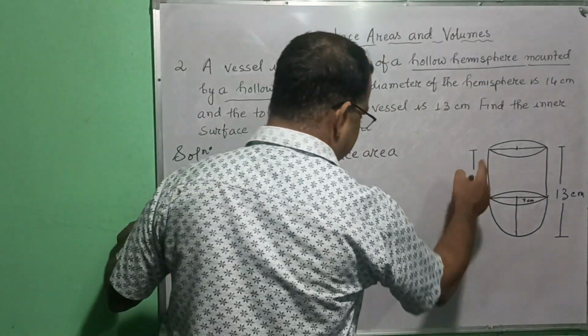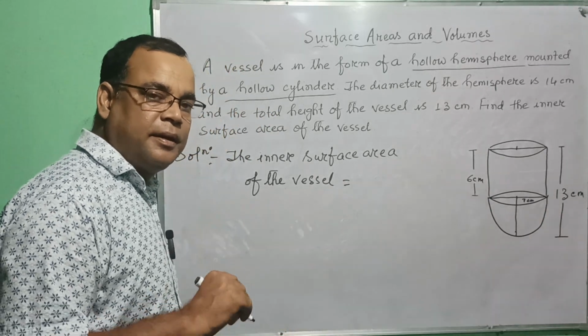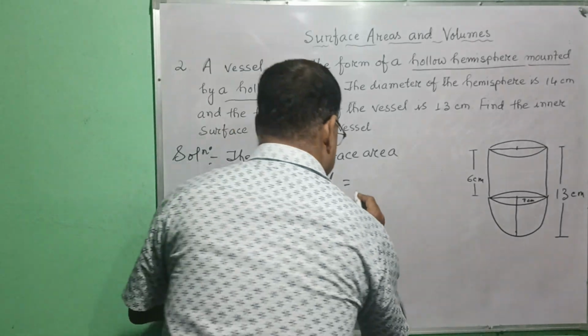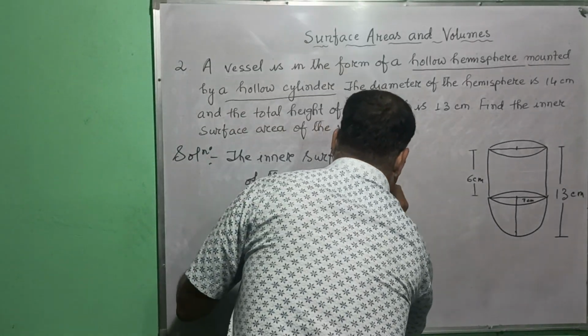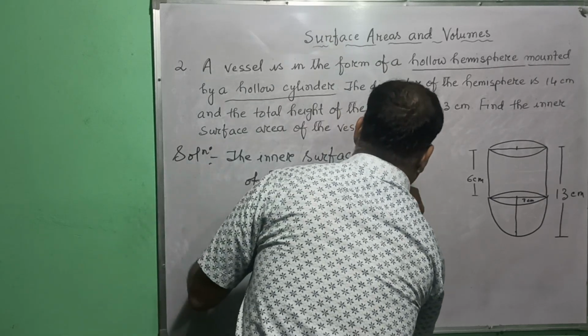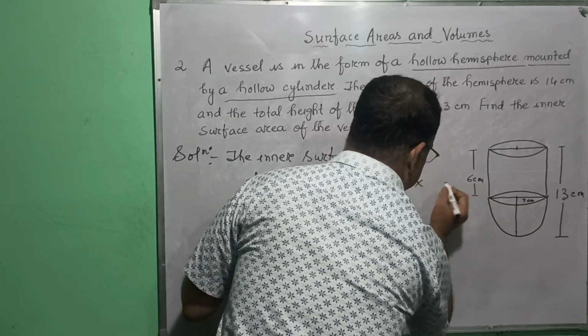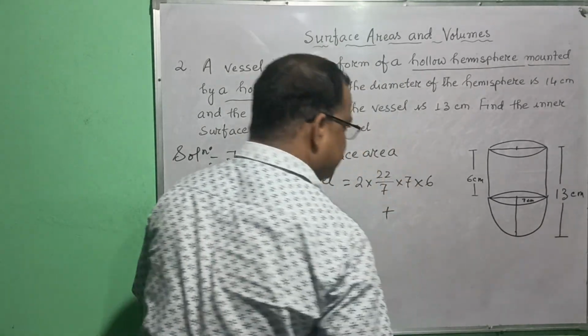So let me write the cylindrical part first. What is the curved surface area of a cylinder? It is 2 pi RH. So we'll write here 2 into 22 by 7, that is 2 pi, our R is 7 and H is 6, plus we'll add it.